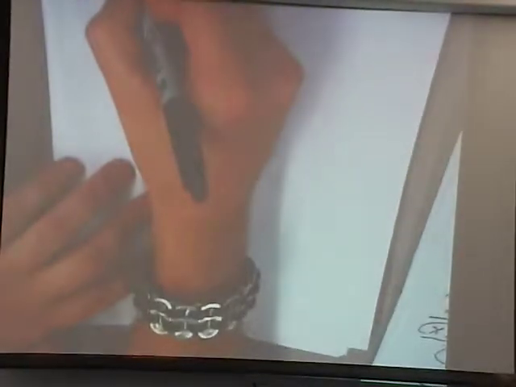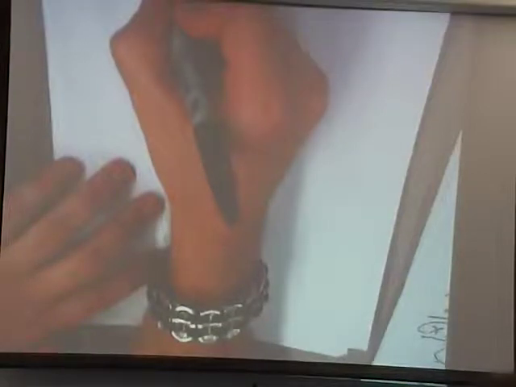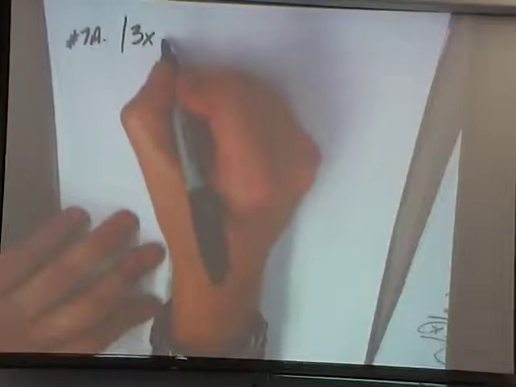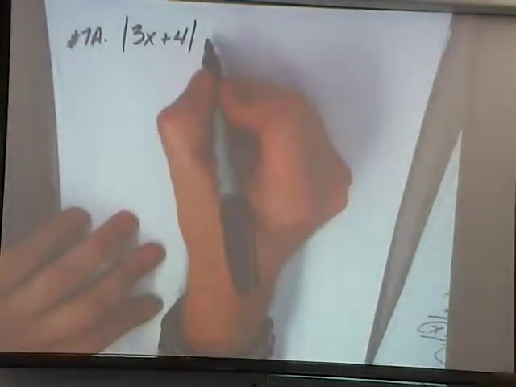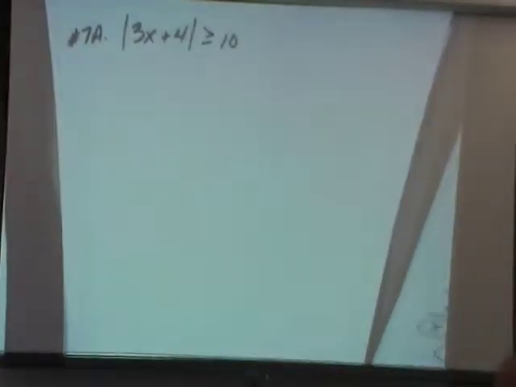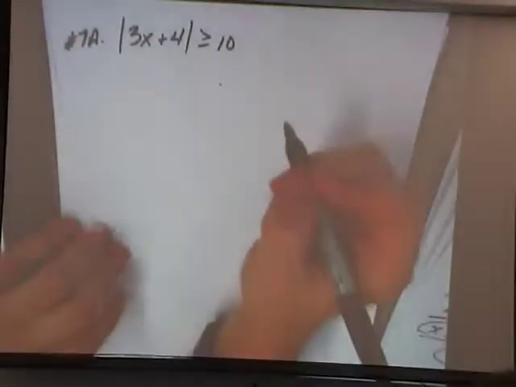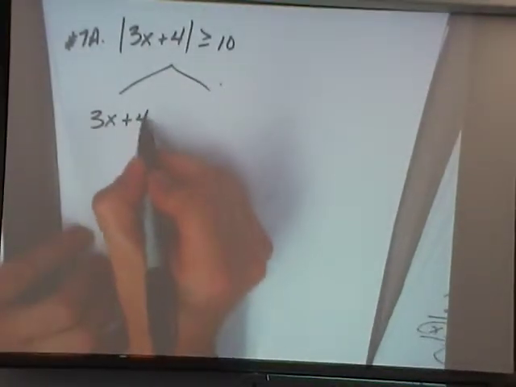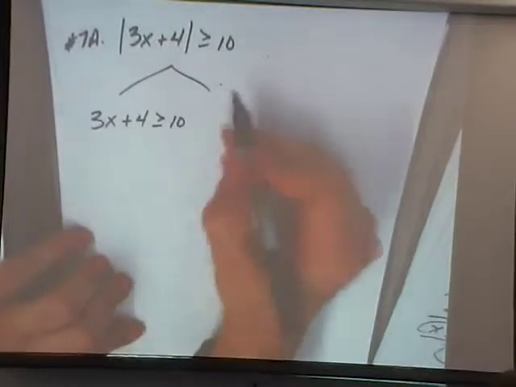All right, number 7, 7A. 3x plus 4 greater than or equal to 10. Alright, so step 1's already done. Isolate the absolute value on the left. So now we got to make the 2 equations. 3x plus 4 greater than or equal to 10.